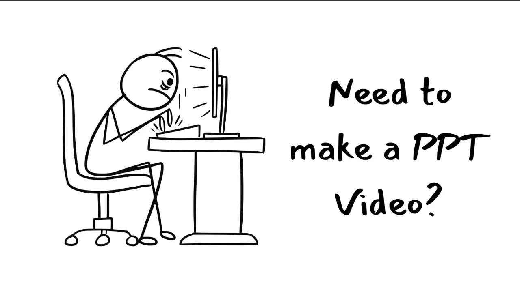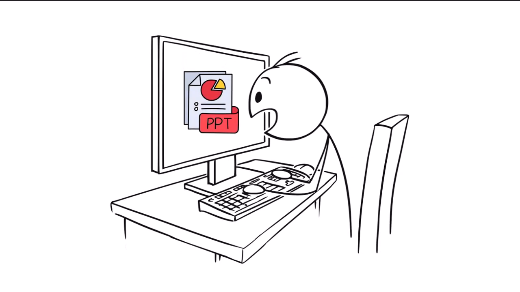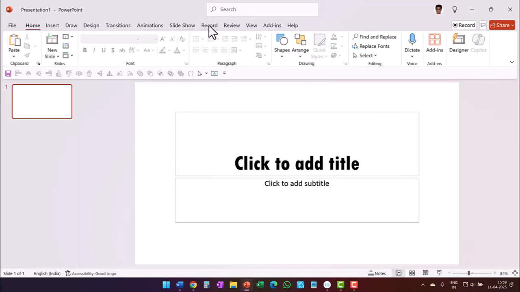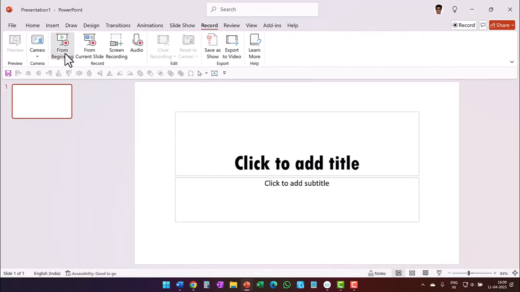Do you need to record your PowerPoint slides and export it as a video? Since PowerPoint has a native option to record your narration over slides and export your presentation as a video, you thought it must be quite easy to record your PowerPoint video. All you had to do was to go to the Record tab, click on From Beginning.